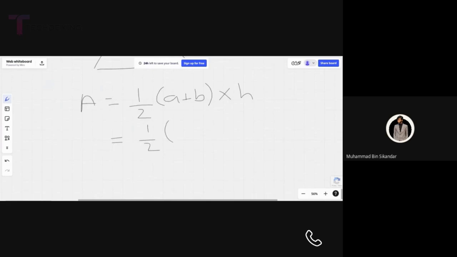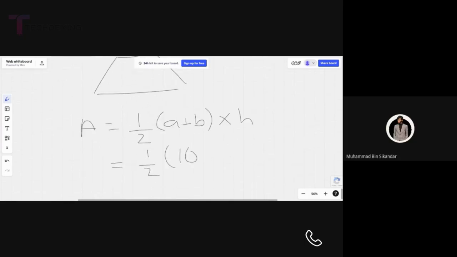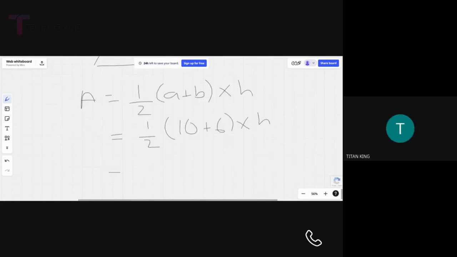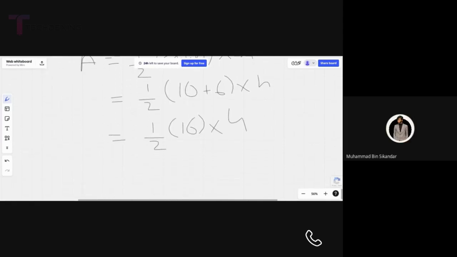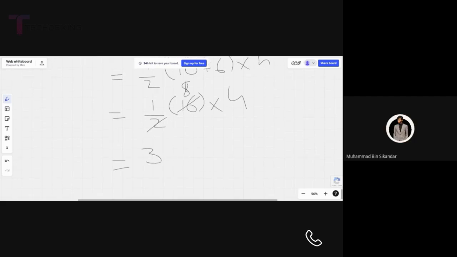Value of A is 10. Value of B is 6, multiplied by 4. 10 plus 6 is 16. What is the height? Height is 4. Sorry, I forgot to put it earlier. I will just cancel it out. 2 8s are 16. So 8 4s are 32. Good. 32 centimeter square. Great, Abdullah.